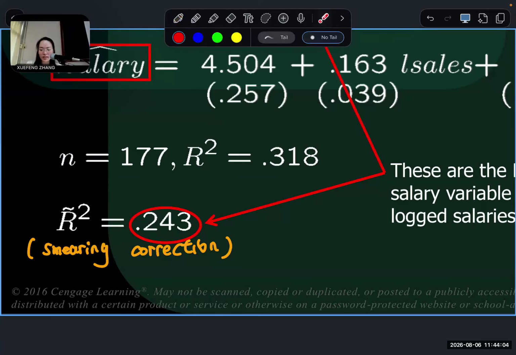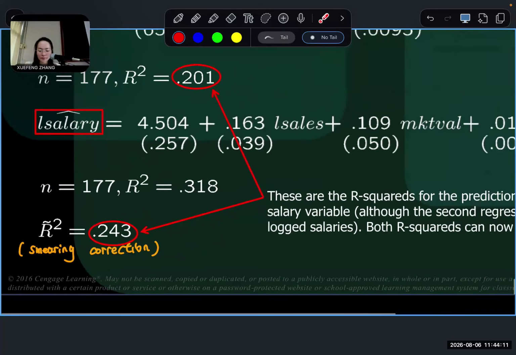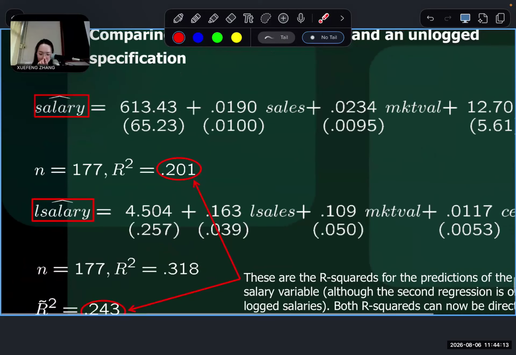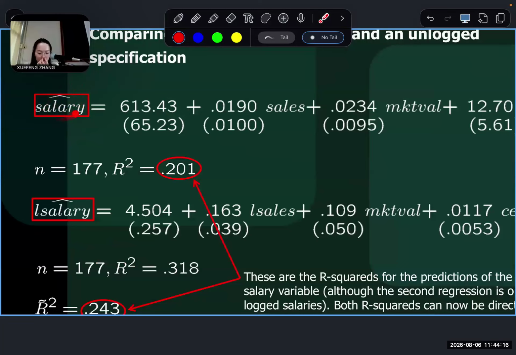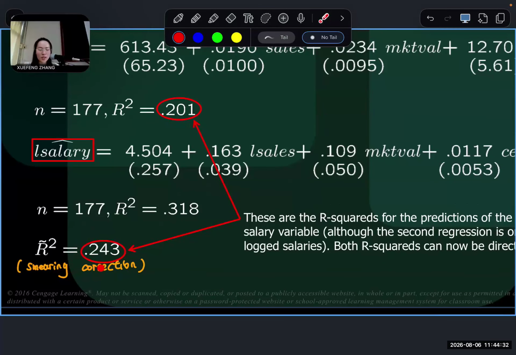This is not adjusted R square, okay? This is R squared tilde. This is after smearing correction. Because you see here, model 1, salary, so this R square is for salary. But for model 2, this is log salary, so the R square here is for log salary. But basically, we want to compare salary dollars. That's why we need to use the smearing correction. So we get R squared tilde. Okay, so right now we can compare those two.